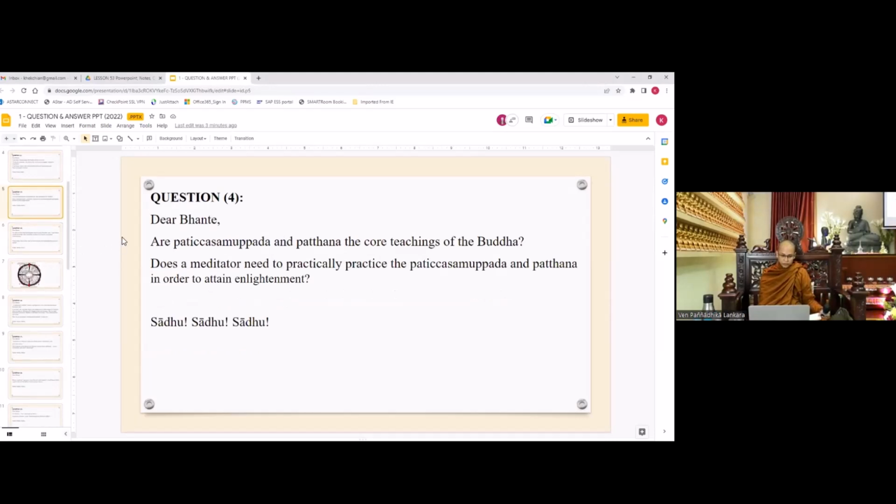Fourth question, dear Bhante, are Paticca Samuppada and Patthana the core teachings of the Buddha? Does a meditator need to practically practice the Paticca Samuppada and Patthana in order to attain enlightenment? Yeah, we can say in this way. As core teachings, we need to add anatta also, the teaching of non-self.